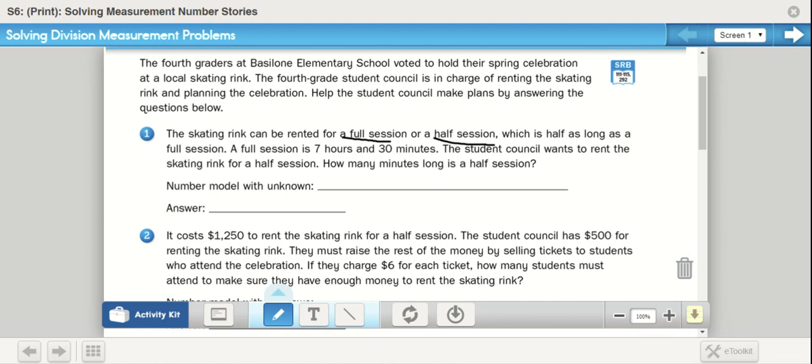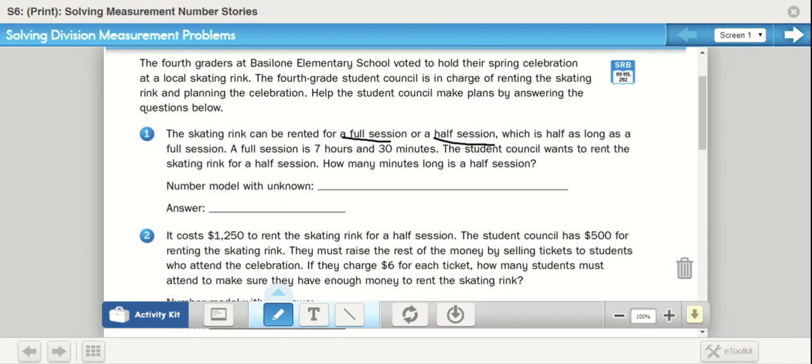Okay, so we have to figure out how long half of a session is. So basically, we have 7 hours and 30 minutes, and we need to cut that in half. Well, if it was 8 hours, you get 4 hours for half a session. So that's an easy way to look at it. But we have 7 hours and 30 minutes, and we have to figure out how big half of that is. So we're going to take 7 hours and 30 minutes and divide that in half. But first, we have to change it all into minutes, okay? You have to make it all into minutes first.